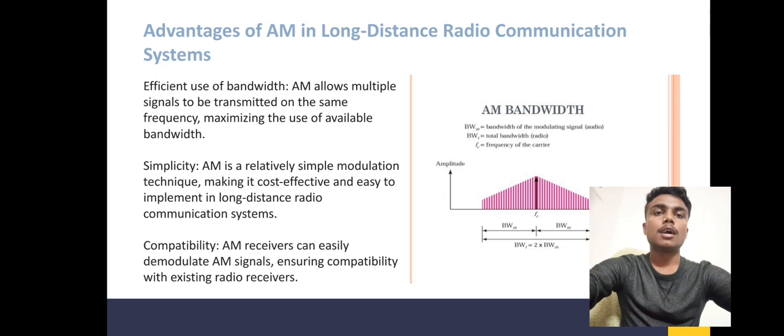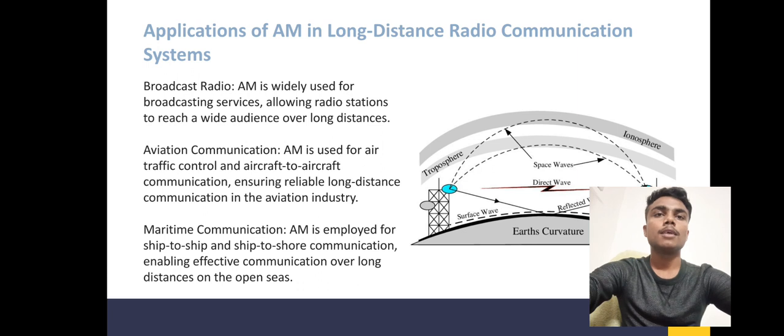Compatibility. Amplitude modulation receivers can easily demodulate amplitude modulation signals, ensuring compatibility with existing radio receivers. Applications of amplitude modulation in long distance radio communication systems: broadcast radio, aviation communication, maritime communication.